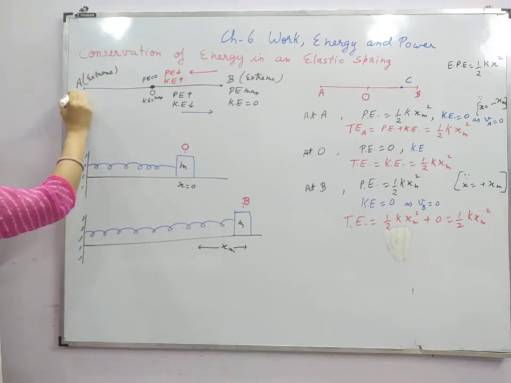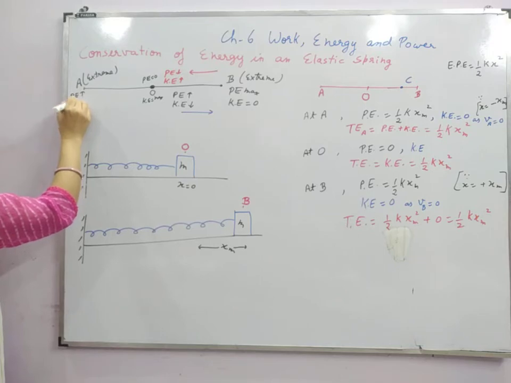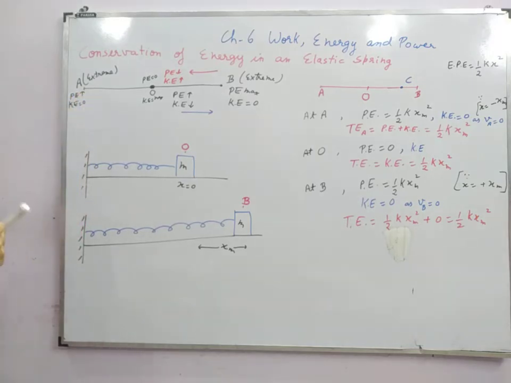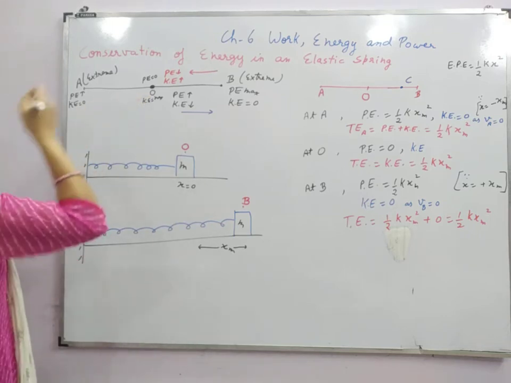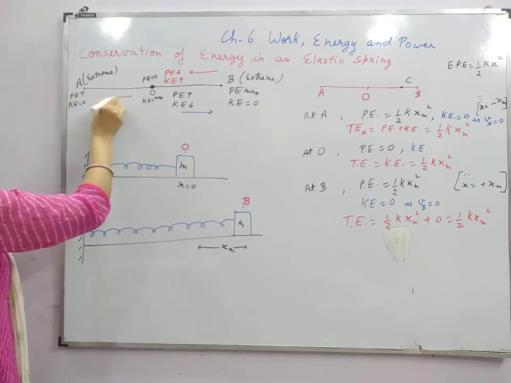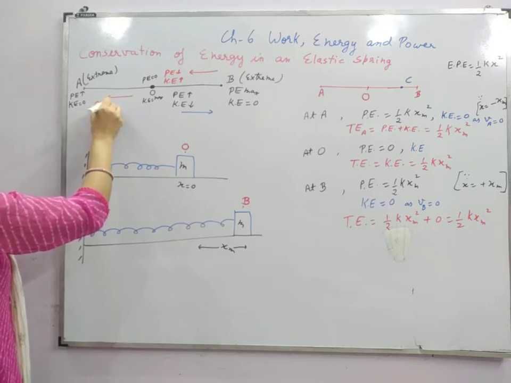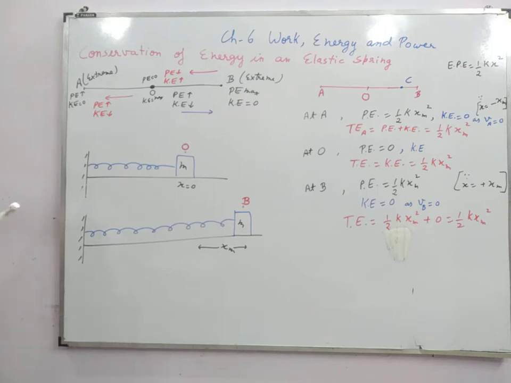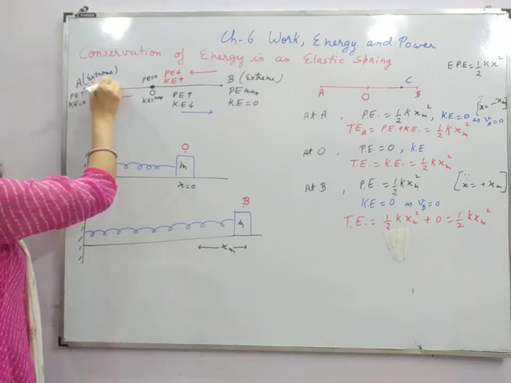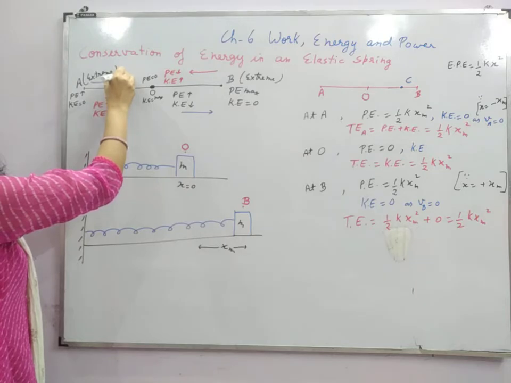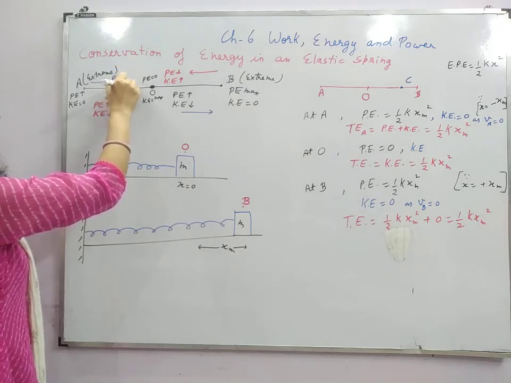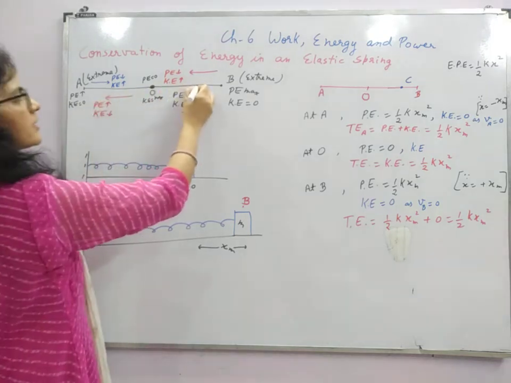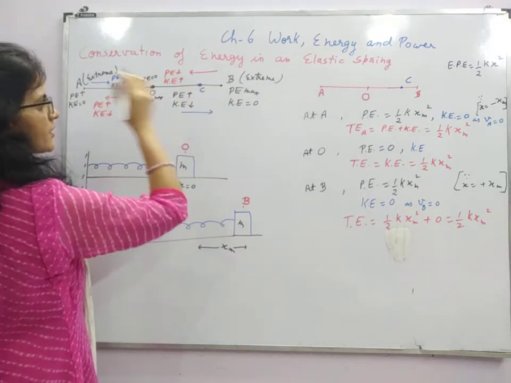Now here again, potential energy is maximum and kinetic energy is 0. Why? Because when it is moving here, the potential energy is increasing and kinetic energy is decreasing. But when it is moving back, the potential energy is decreasing and kinetic energy is increasing. So what if I consider any point in between these?